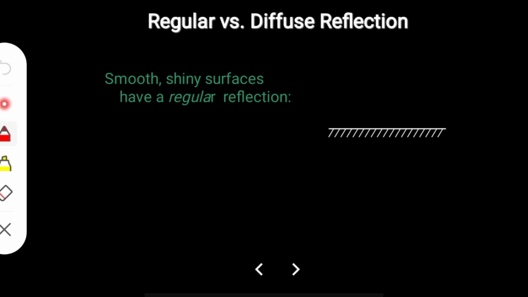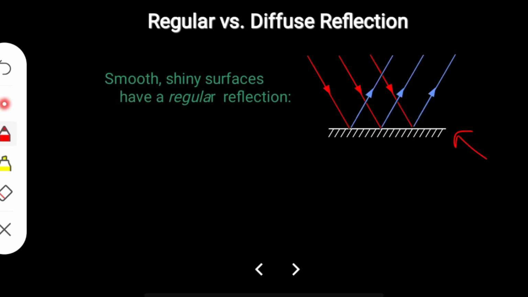Let's say we have a shiny surface like a mirror. So when light falls on the surface, it will get reflected in this way. This is called regular reflection.